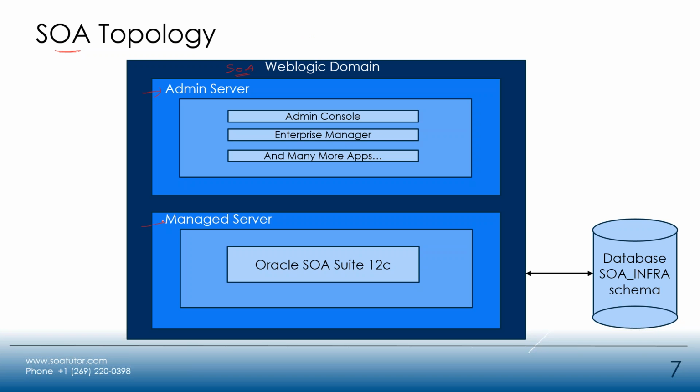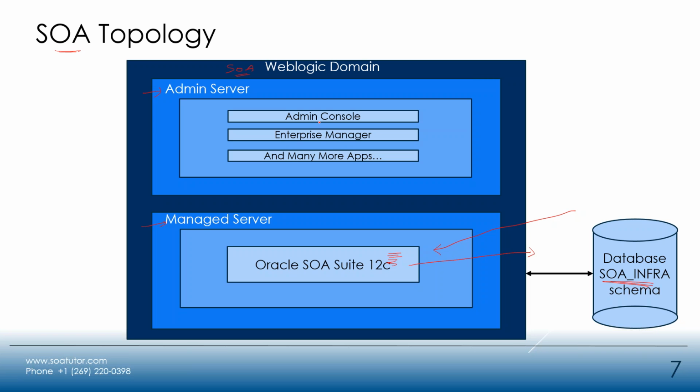Let's say in our example, let's take only one managed server. This would actually serve all your requests. All the requests would come to this, and this will execute everything, talking to the database. SOA infra contains all the tables, so it talks to the database and then serves the response.